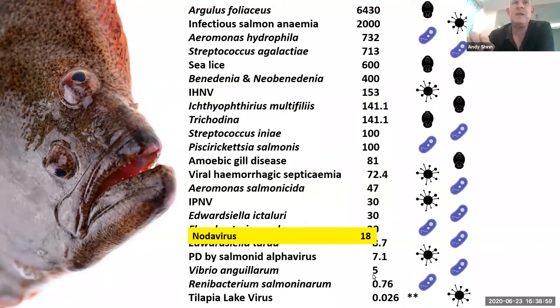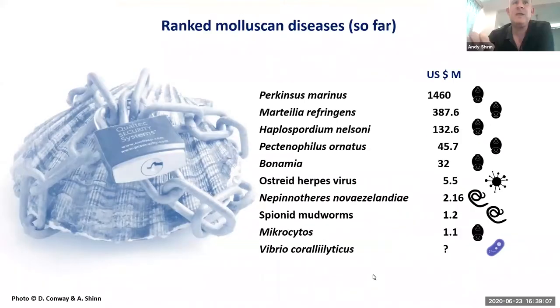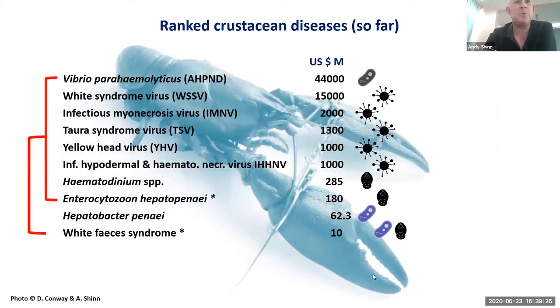If we look at the mollusk industry, we can see, for example, these are perhaps some of the main pathogens impacting on the culture of mollusks around the world. And again, if we look at crustacean diseases, you can see there AHPND, Vibrio parahaemolyticus, right at the very top. We know that's perhaps the top bacterial disease. And then we have white spot syndrome virus. We know that this is the main virus pathogen impacting on crustaceans. And then just third from the bottom there, you can see Enterocytozoon hepatopenaei. This is a pathogen that's moving very quickly up the list.